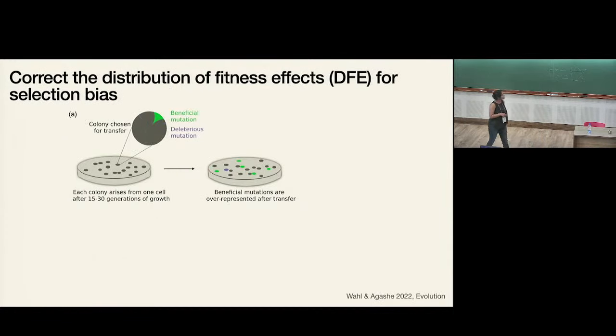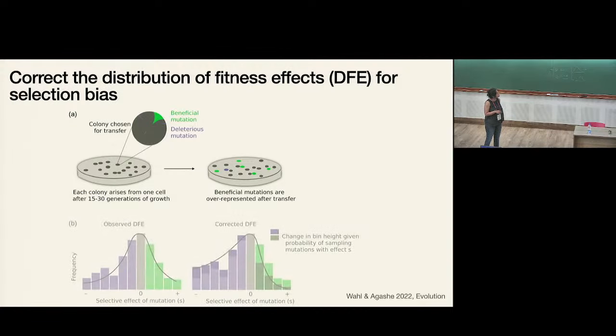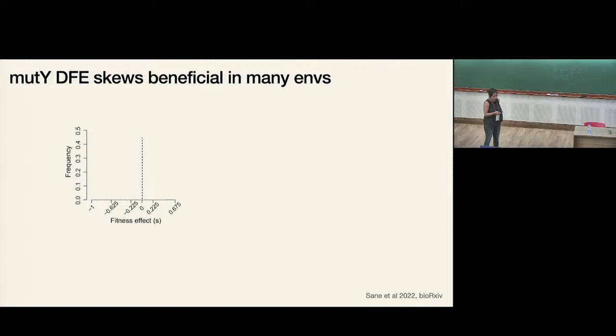Now we have to also correct the distribution of fitness effects for some selection bias that can arise during colony growth. I'm actually going to skip this right now as well because we're going to run late otherwise. If we have time tomorrow, I'll tell you a little bit more about it. Okay, so what do we find, right? Forget the correction, whatever, doesn't matter too much right now.